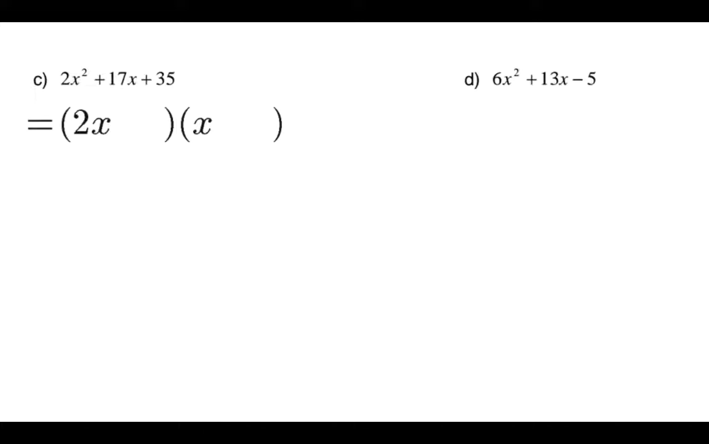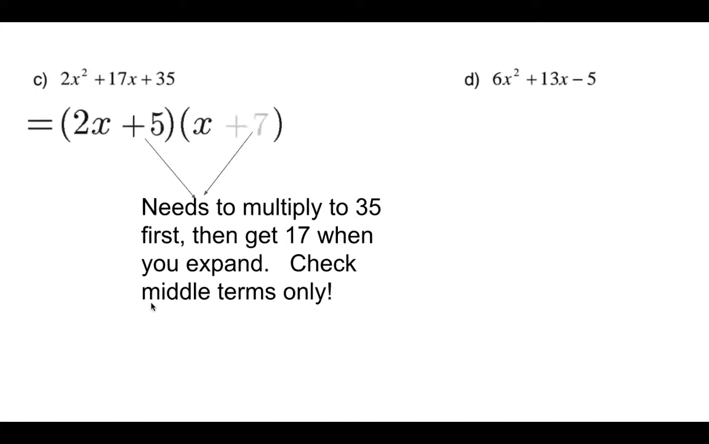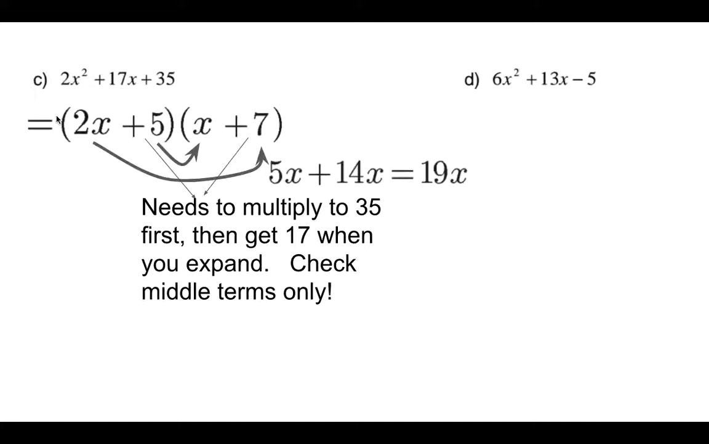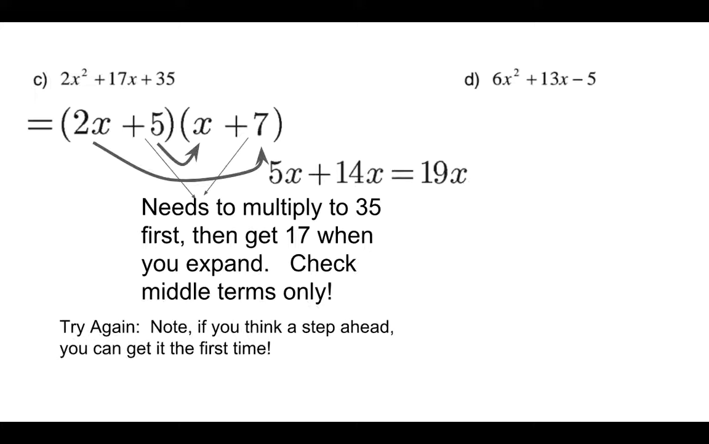So now we're just asking the question, what times what will give us 35? We're only going to try numbers that multiply to 35. And so your choices are 7 and 5 or 5 and 7. The question is just which one do you want to multiply the 2 by? If we multiply the 2 by the 7, we're going to get a 14. If we put the 7 here, it's going to multiply by the 2, and when we expand it, we're actually not going to get 17 in the middle. So that doesn't work.